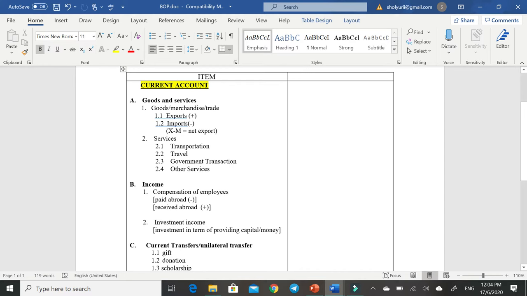You kena tengok apa yang dia bagi tahu. For example, kalau statement very broad macam ni, transportation, travel, government transaction, dia tak ada bagi tahu specifically macam to ke from ke, tak ada. So you ambil je the value as it is. Kalau value dia positif, tambah. Kalau value dia negatif, you tolak.